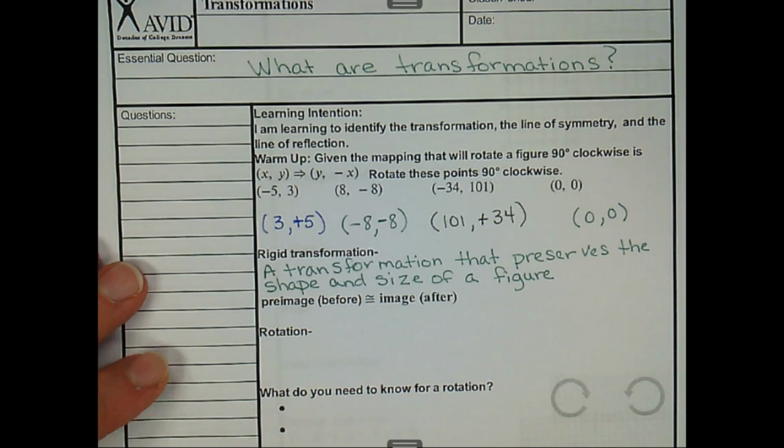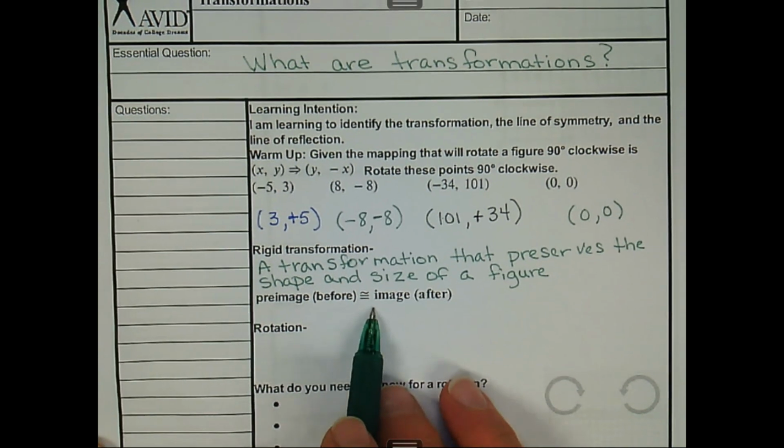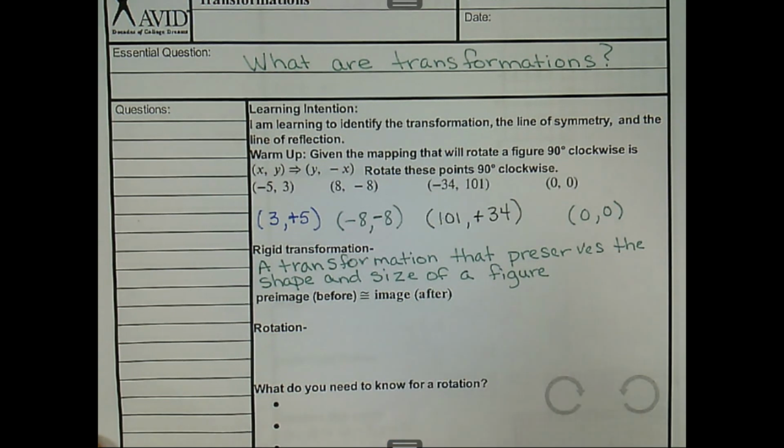Okay, so the rotations we were doing yesterday are rigid transformations. If you do a slide, if you pick it up and move it from here to here or wherever, you're not changing the size. That would be a rigid transformation. If you do a reflection, you're not changing the size. That would be a rigid transformation. Your pre-image, that's what you start with, will be congruent to the image, which is what happens after your transformation.